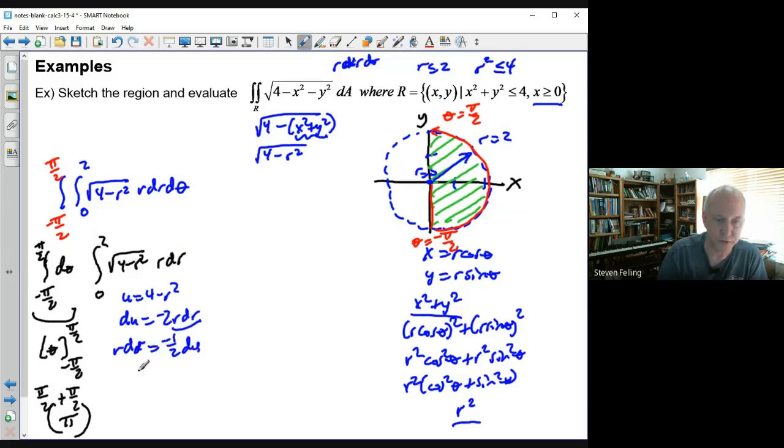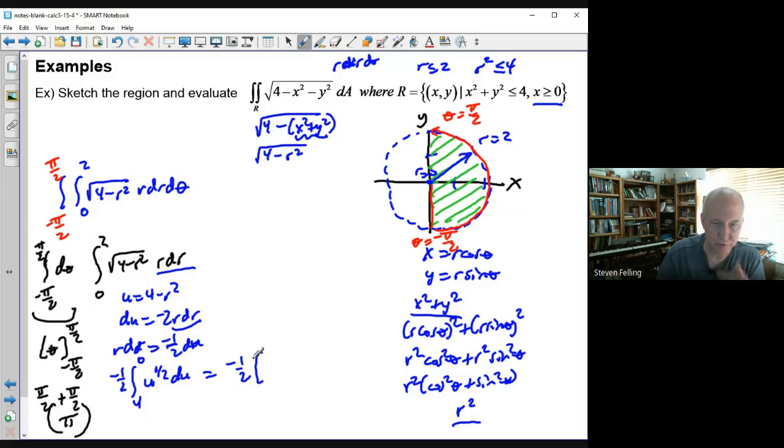So I can resubstitute this and make this the square root of u, or let me write it as u to the 1/2. And then the r dr is negative 1/2 du. I'm going to pull the negative half out here. Okay, so what are my new limits of integration then? If r is 0, then if I plug it in here, u is 4. And if r is 2, then I get 4 minus 2 squared, which would be 0.